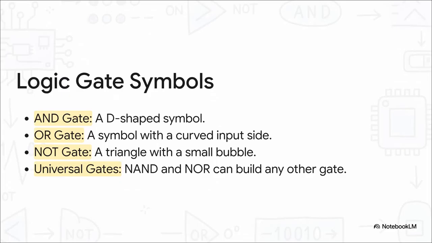In circuit diagrams, they each have a unique shape. The AND gate looks like a D. The OR gate has a curved side, and the NOT gate is a triangle with a little bubble. What's amazing is the concept of universal gates, like NAND and NOR. It means you can build every other type of logic gate using just one type. For example, a whole processor could be built just out of NAND gates. This simplifies the manufacturing process immensely.